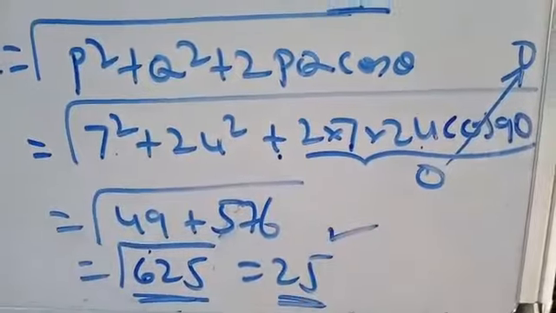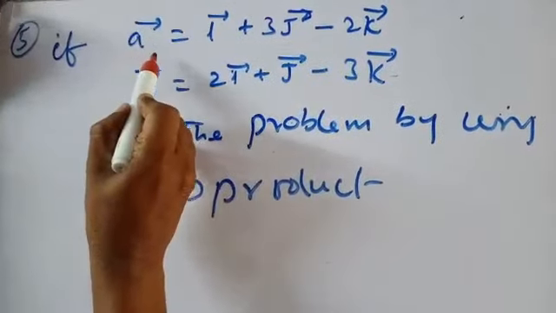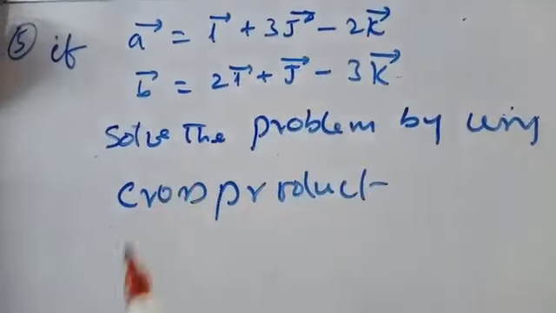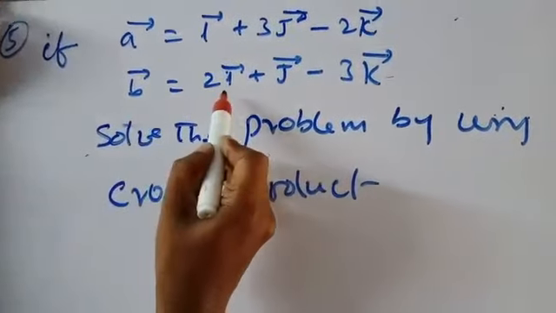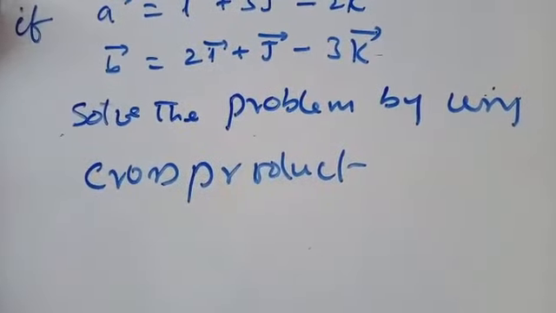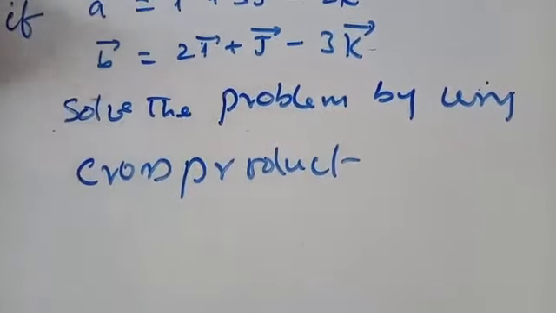The answer is 25 units. Vectors are given: a bar is equal to i bar plus 3j bar minus 2k bar, and b bar is equal to 2i bar plus j bar minus 3k bar. This problem can be solved by using the cross product.